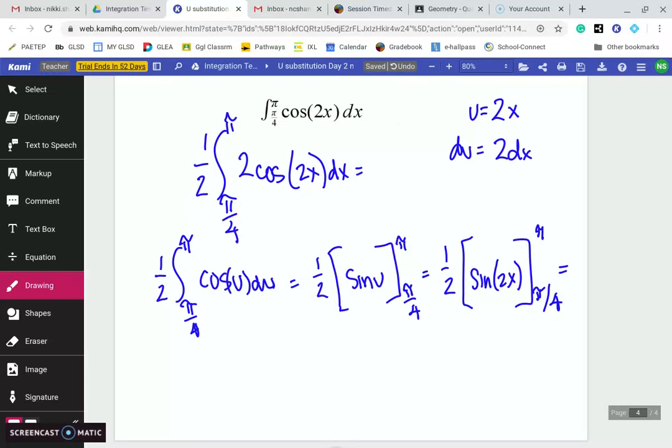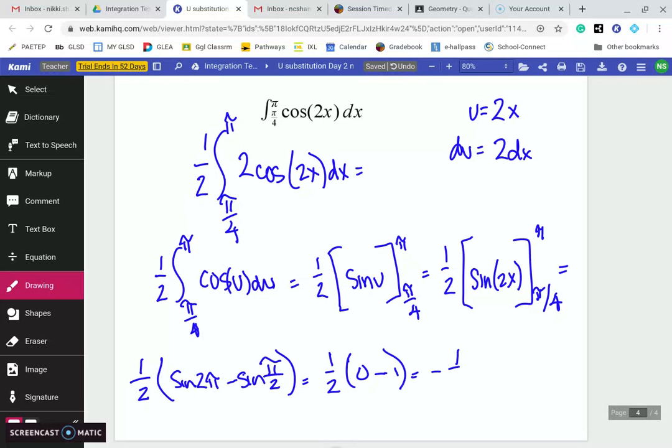So now when I plug this in, I'll have 1/2 times sine of 2 pi minus sine of pi over 2, because 2 times pi over 4. So when I plug pi over 4 in there for x, you get pi over 2. So sine of 2 pi is 0. Sine of pi over 2 is 1. So you end up getting negative 1/2.